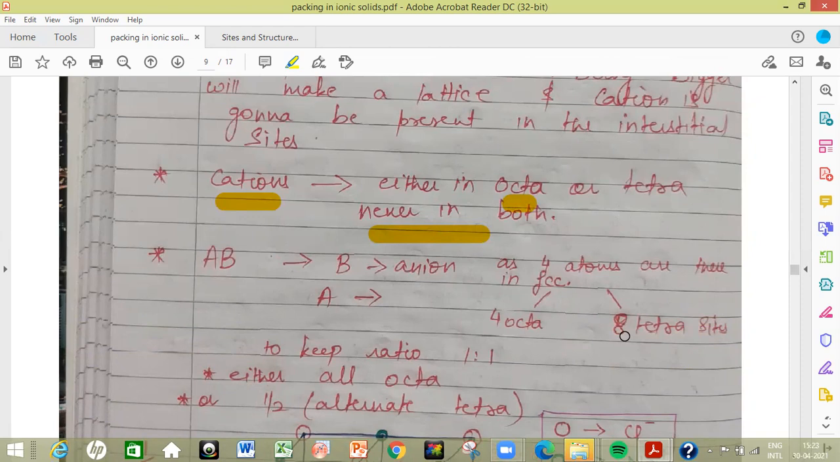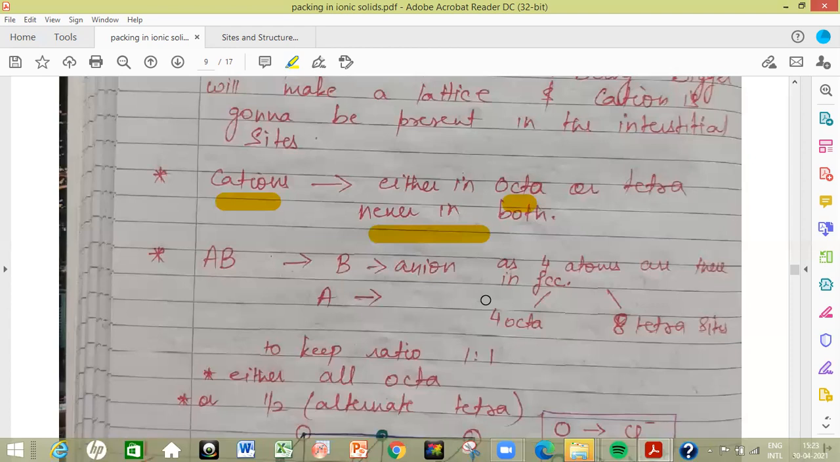As we have discussed, say we have an FCC lattice. For an FCC lattice, the total number of atoms present in a unit cell is 4. So if B anions are forming the FCC lattice, that means 4 anions are there in a unit cell. So the number of cations is also going to be 4. And we have already discussed that in a unit cell of an FCC lattice, there are 4 octahedral sites and 8 tetrahedral sites. As the number of cations is equal to the number of anions, cations are going to be 4. So either they will occupy all the octahedral sites or half of the tetrahedral sites.